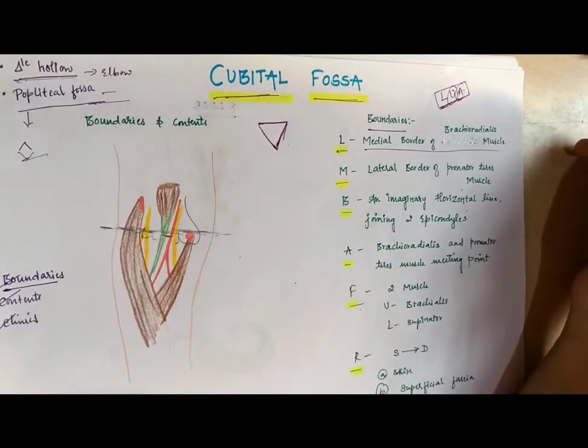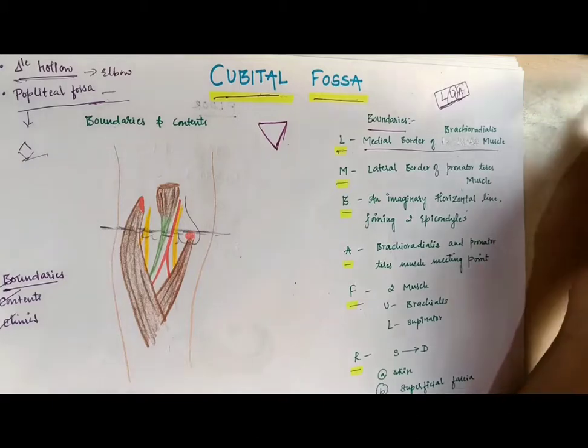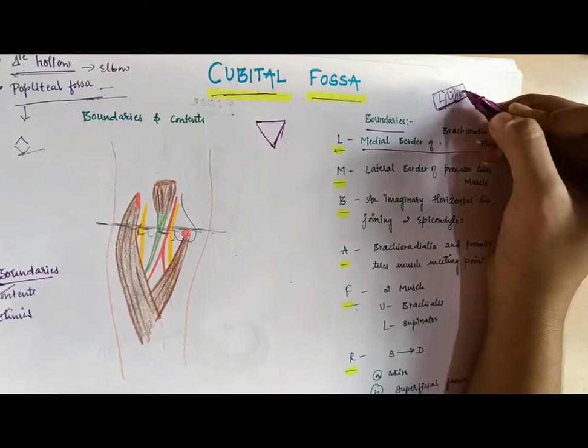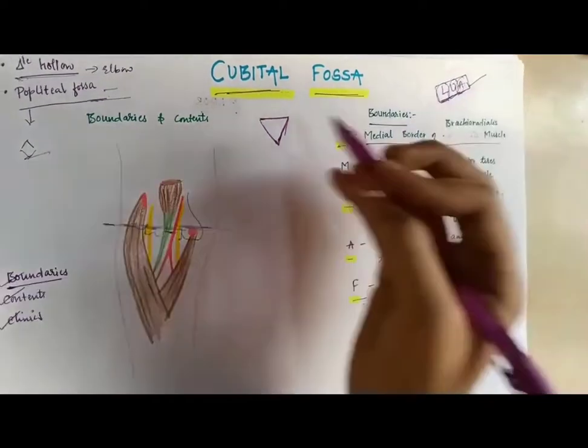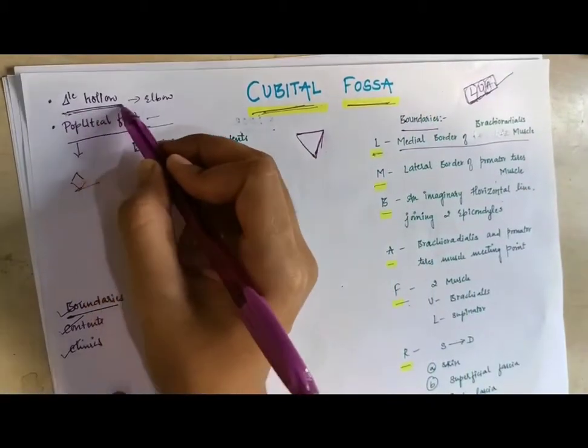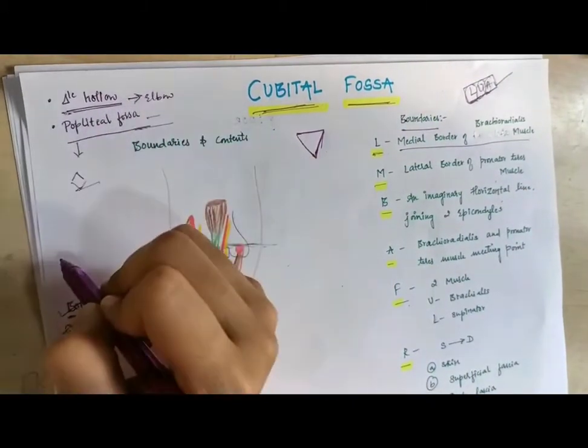In this video, we'll be studying about cubital fossa. So in this video, we are going to learn the concept, we are going to understand it, and then we are going to apply it. So what is cubital fossa? In simple terms, cubital fossa is a triangular hollow which is present in front of the elbow.